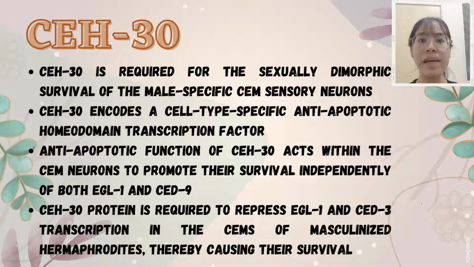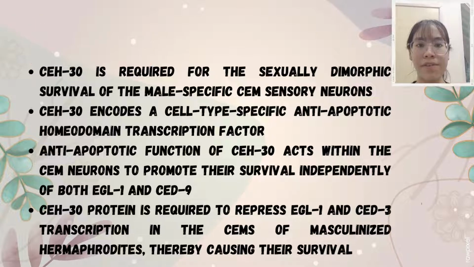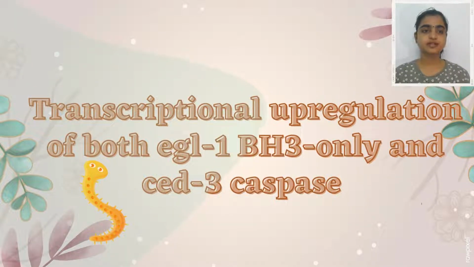CEH30 protein is required to repress EGL1 and CED3 transcription in the CEMs of masculinized hermaphrodites, thereby causing their survival, to the transcriptional upregulation of both EGL1 BH3-only and also CED3 caspase.